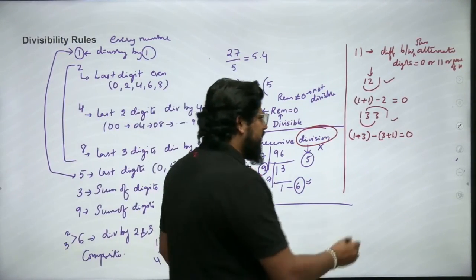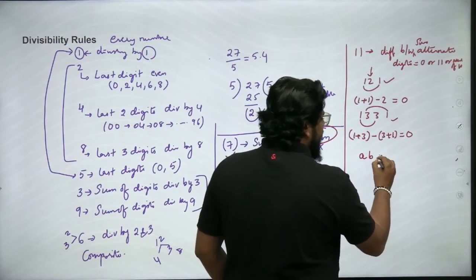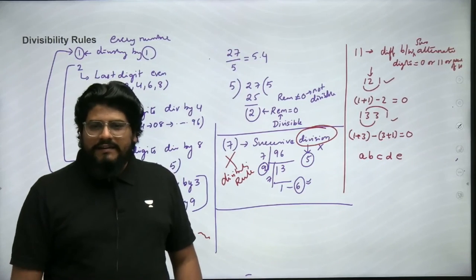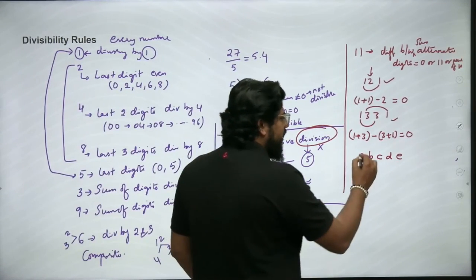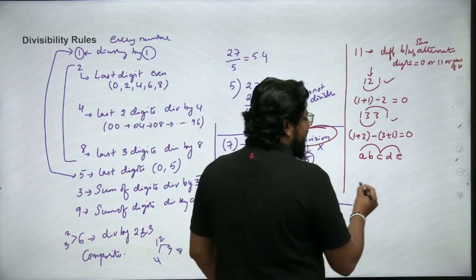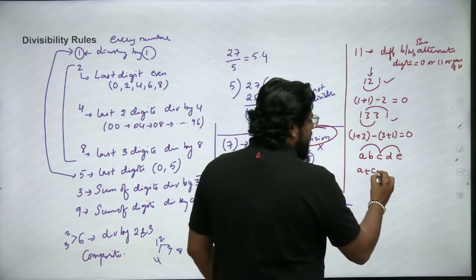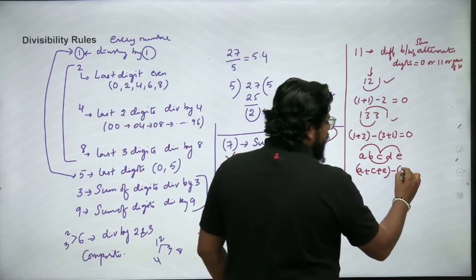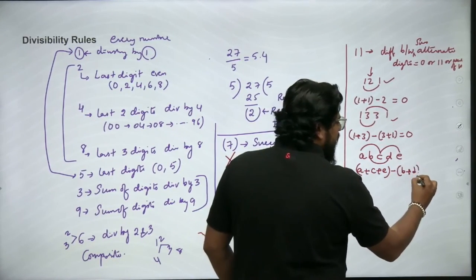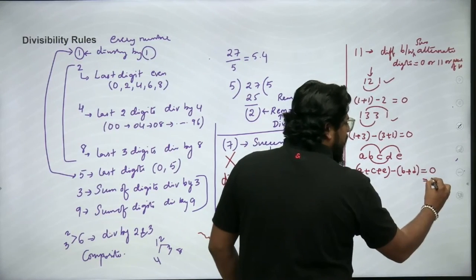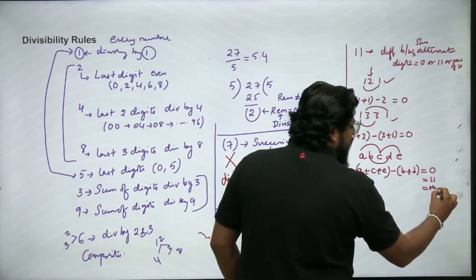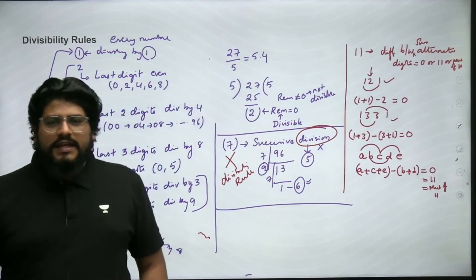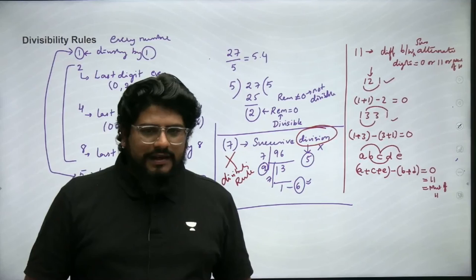So, for example, if there is a number ABCDE, how do we check whether ABCDE is divisible by 11 or not? All that we need to do is take the alternate digit sum, which is A plus C plus E, and its difference with B plus D should be either 0 or 11 or multiples of 11. If this is happening, then ABCDE is divisible by 11.